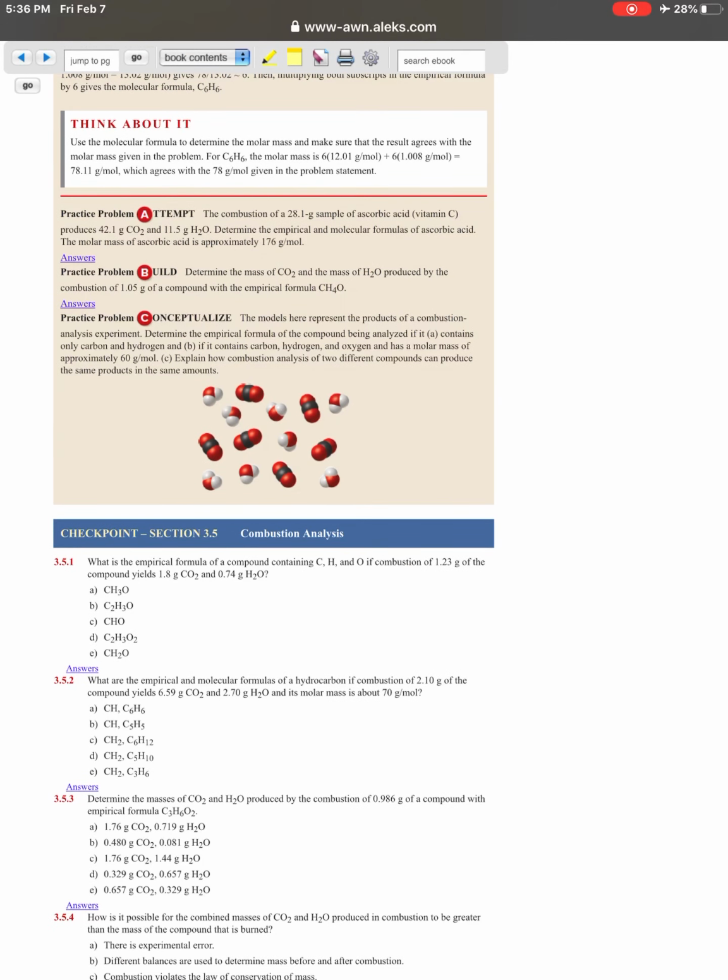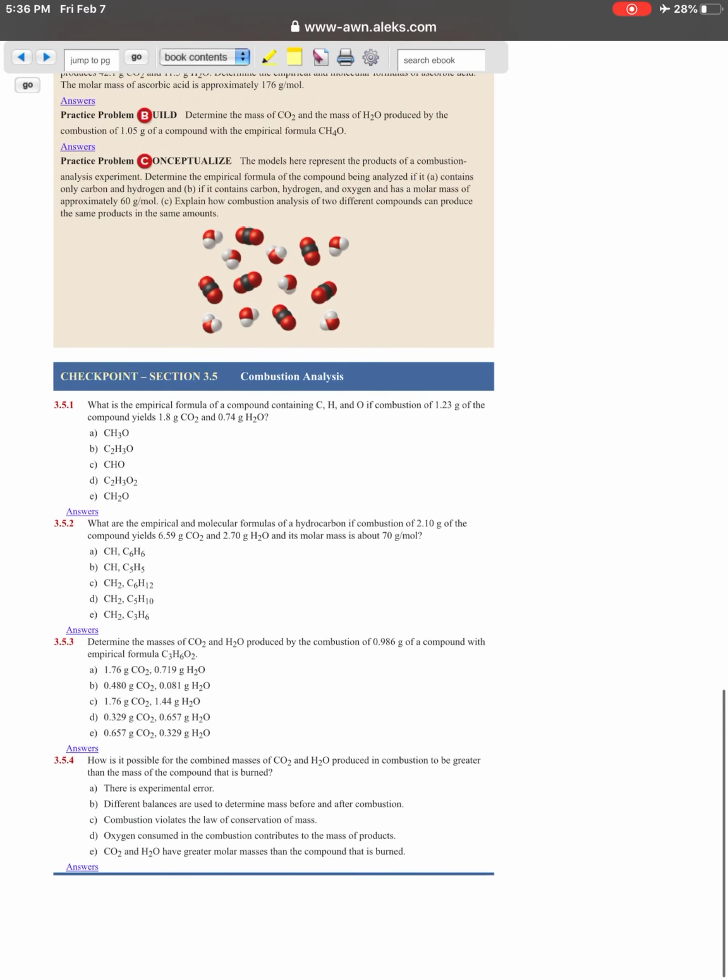Here's another one. Practice problem A. Do the same thing. This one is vitamin C, so it does have oxygen in it. So there you've got 3 elements. And then you've got your checkpoint problems, which you can try as well.